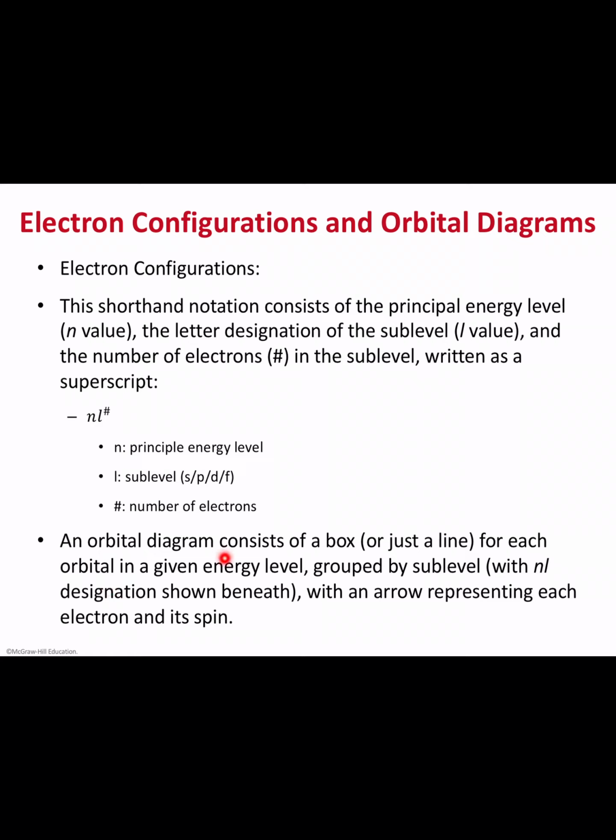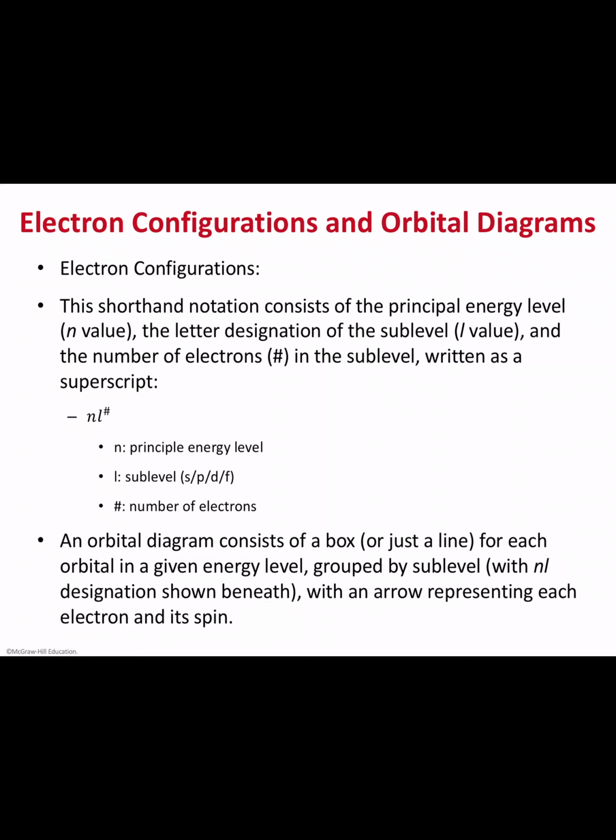So the orbital diagram could be a box or just a line, or sometimes we use a circle also, like we learned in the first section of chapter 8. It could be a box, circle or a line for each orbital in a given energy level. That's how we draw an orbital diagram, grouped by sublevel with the nL designation shown beneath, with an arrow representing each electron and its spin.